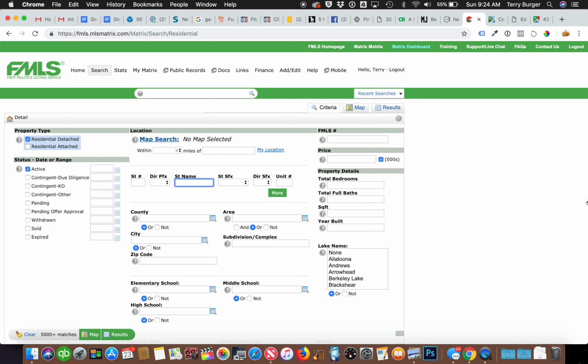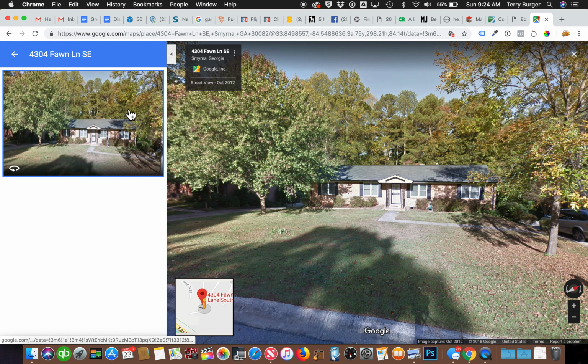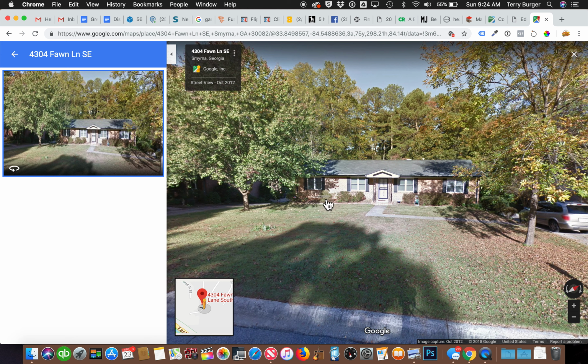But today we're going to focus in on a property at a given address, and I'm going to analyze it as if we were looking at it from a micro market perspective. Okay, so first, let's identify the property. It's 4304 Fawn Lane in Smyrna, Georgia. I've never analyzed this property. Now, our company did buy and renovate a house on the street, so this helps me. I know the area a little bit.